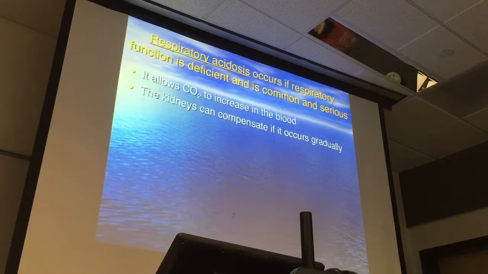If you're drowning, CO2 will build up. Lungs can't get rid of it. Kidneys can't respond quick enough because it's building up very quickly. Okay? Respiratory acidosis. It's serious when it occurs.